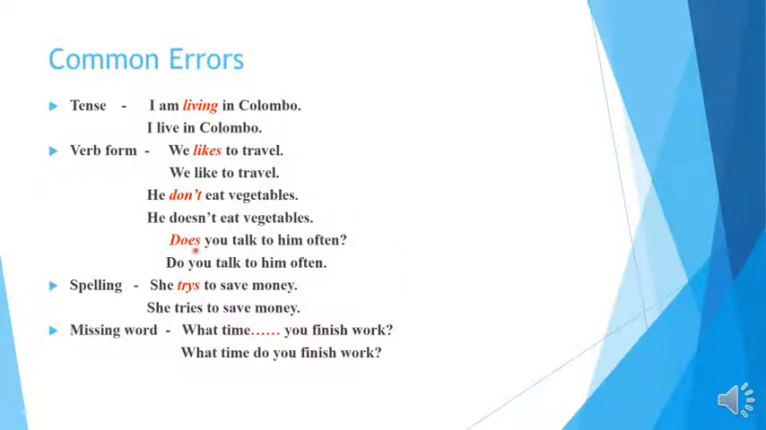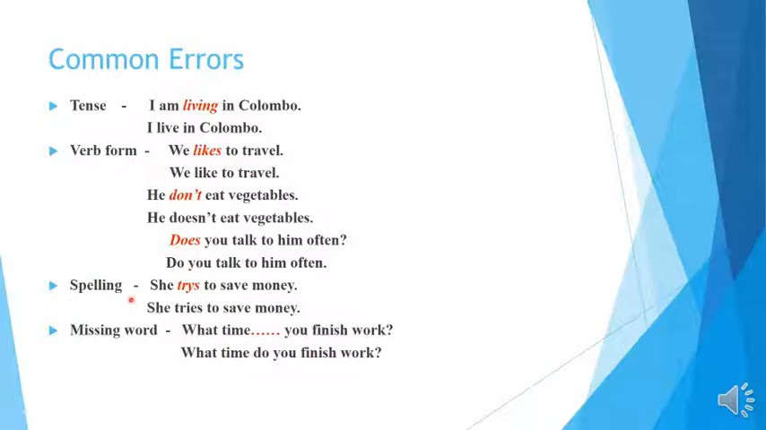Does you talk to him often? Again, another mistake here, right? If you want to use you here, then you have to start with do, right? Does is used only with he, she and it. Because the pronoun here is you, you have to start with do. Do you talk to him often?